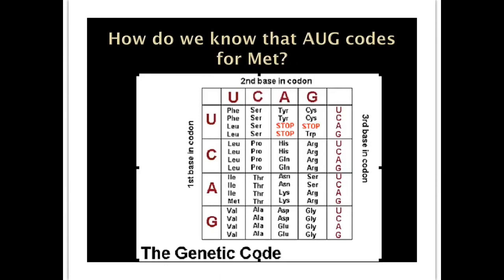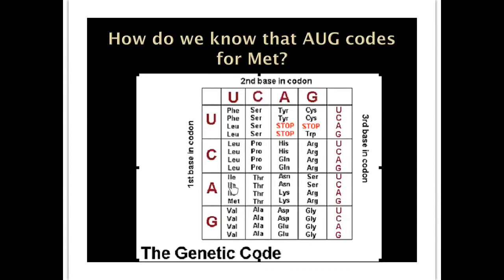You will be provided one, but you do need to know how to read it. So I want you to notice that it says first base, second base, third base. So if we look to see where AUG is, I'm going to start here where it says first base. So A, second base in codon U. So I'm going to see where those two meet. I know I'm in this box. It's where A and U meet.